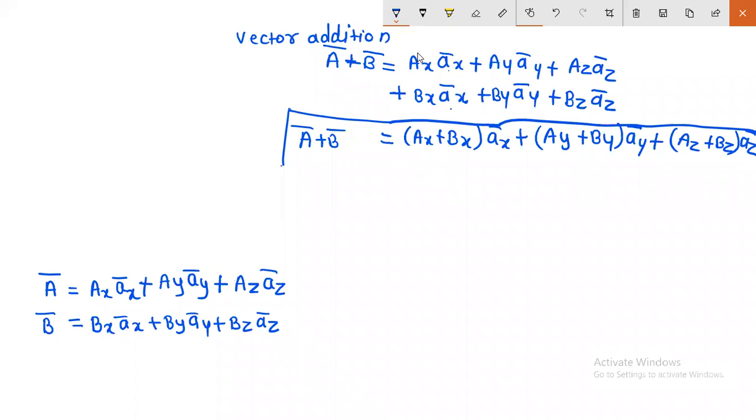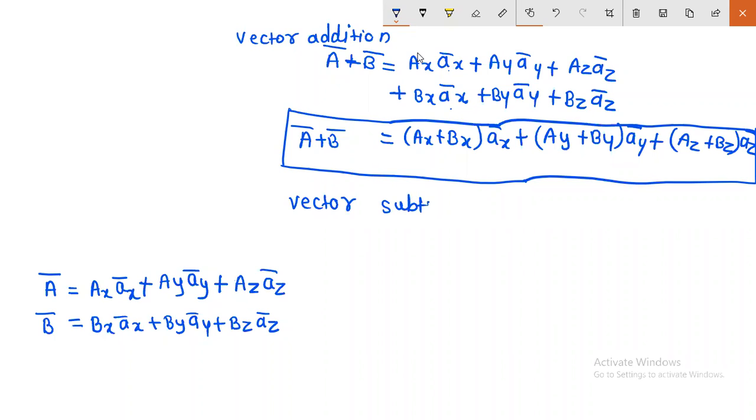Okay. Now similarly, you have to tell me the equation for vector subtraction. So what is A bar minus B bar? Again the same case, right? You have to simply take here minus sign. So what can be the equation here? Tell me, what is the equation?